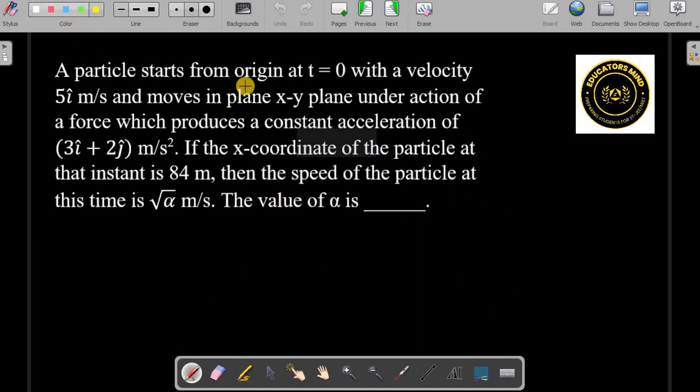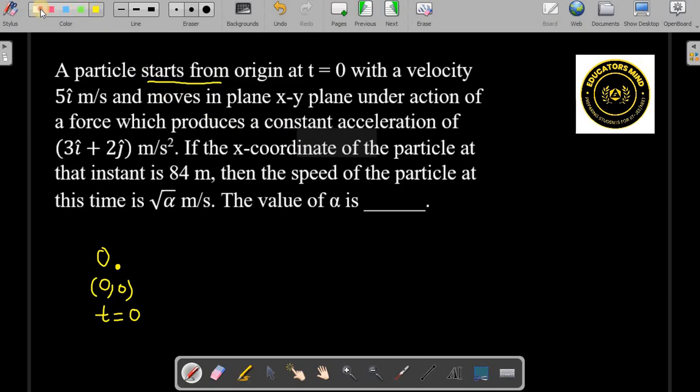Next question. Particle starts from origin at time 0 with a velocity this and moves in xy plane under the action of a force which produces constant acceleration. The x coordinate of the particle at the instant is this. Then the speed of the particle at this time is root alpha. So at a particular time we have to calculate. So x coordinate they have given, right? It is starting from origin. So initial coordinate is 0, 0, right? This is time 0 at origin, the body is there.